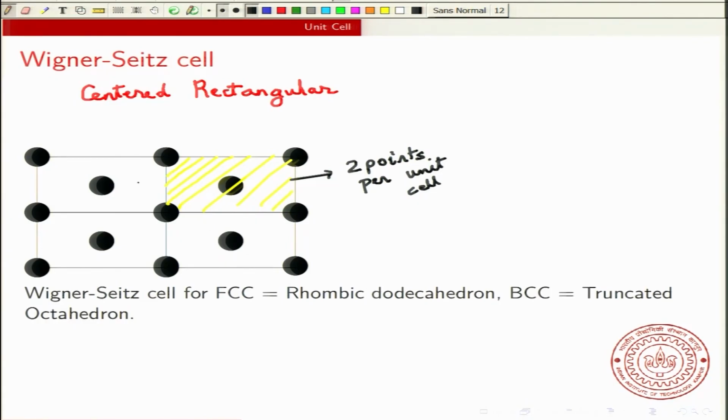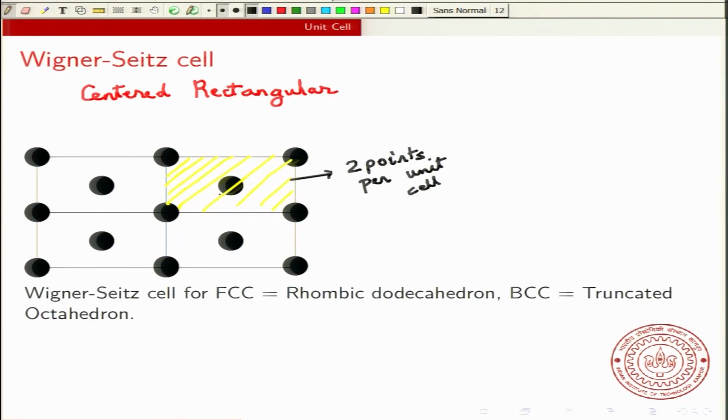It is a part of this cell, this cell, this cell, and this cell. So, to this unit cell it contributes 1/4, and so each of these contributes 1/4. So, you have a total of 1 atom due to this, and then you have 1 atom which is entirely inside the cell. So, you have 2 points or atoms, if these were atoms, per unit cell in this yellow cell. So, now let us construct a Wigner-Seitz cell.